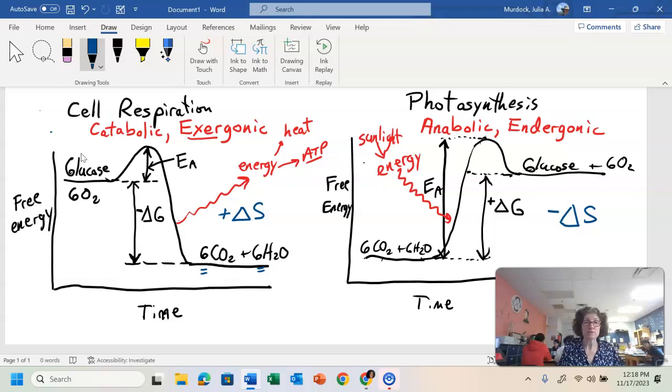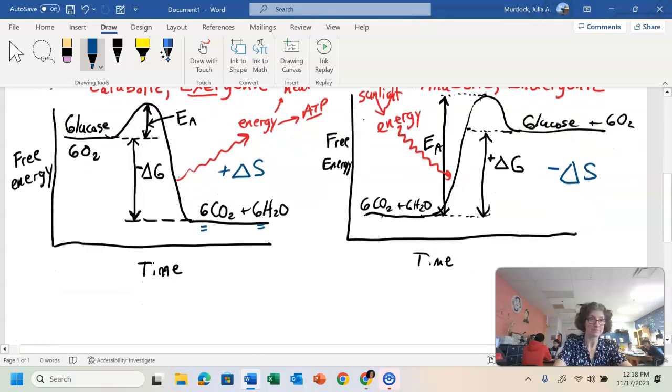So that describes the free energy graphs and changes that I wanted to teach you today, and I hope that's helpful.